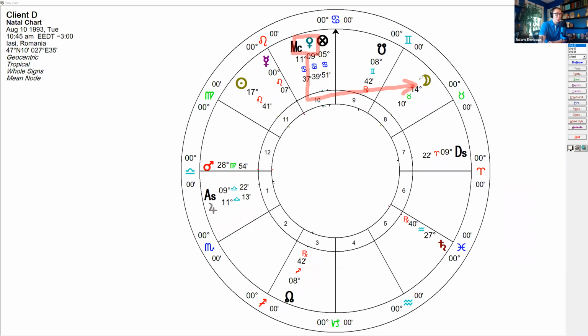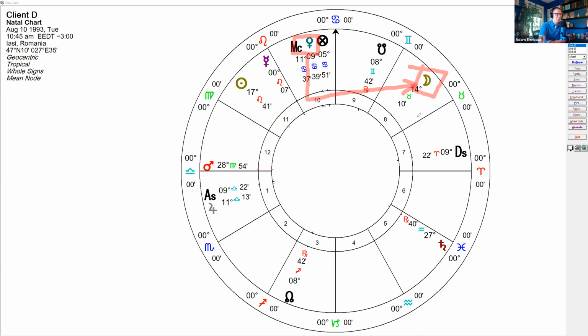There's also a mutual reception between Venus and the moon. The moon is in Venus's sign and Venus is in the moon's sign. So we see a nice connection between these two planets. Venus and the moon in the 8th house, exalted in Taurus, might mean marrying someone who is well-to-do or who has a family that's well-to-do.